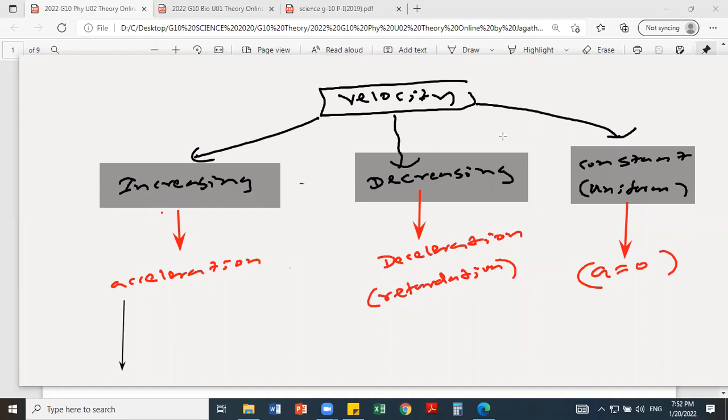Acceleration means velocity increasing. When you accelerate the vehicle, passengers are moving backwards, right? So if you take velocity on the y-axis and time on the x-axis, what happened? With time, velocity increases. Then this is how you can draw it. Velocity increases from 0 to say 100. The vehicle starts from 0, and velocity increases with time.